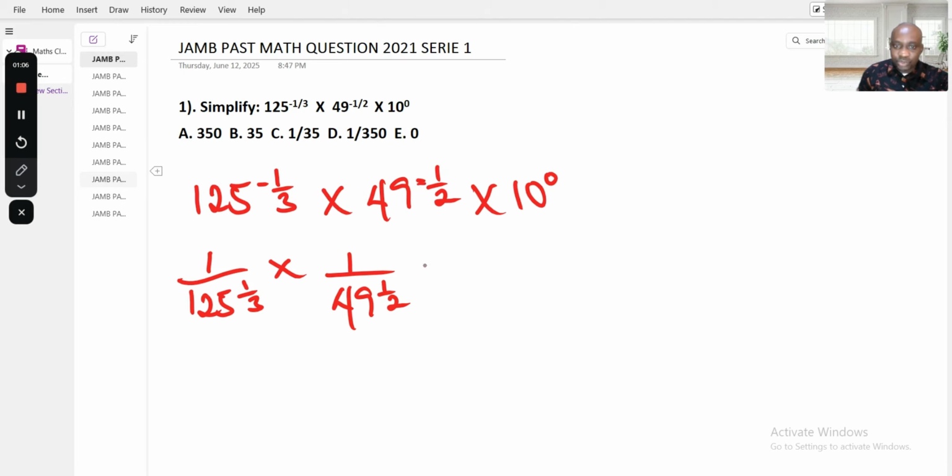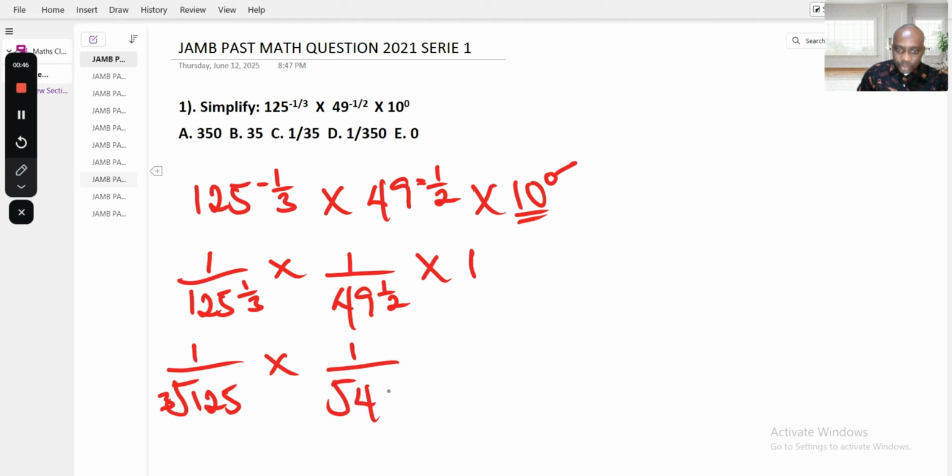Anything raised to the power 0 is what? It is 1. This 10 raised to the power 0 is 1. Turn that to 1. Now, 125, the cube root. What is the cube root of 125?